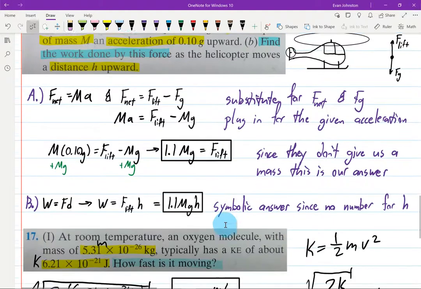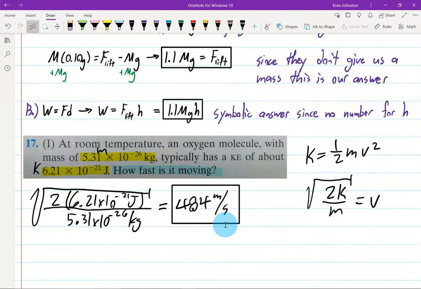All right. And the last one is, in my opinion, the easiest. Room temperature, some oxygen molecule with a very, very tiny mass of 5.31 times 10 to the negative 26 kilograms has a kinetic energy of about this many joules, a very tiny amount of energy because it's a very small thing moving. But it's asking, how fast is this moving?